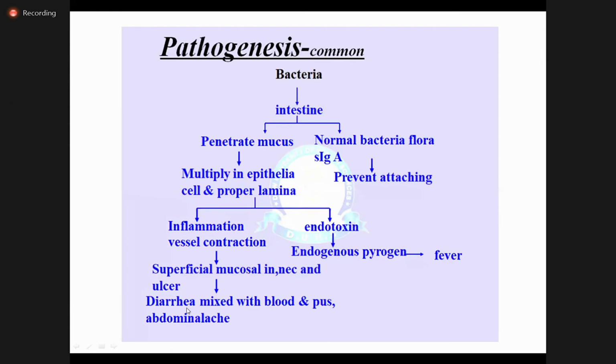So this sort of pathogenesis is more involved in bloody diarrhea, because when there is mucosal ulceration and necrosis, a sufficient amount of blood is released, and this blood gets mixed with the water present inside the lumen of the intestine, which is not getting reabsorbed. So ultimately it leads to bloody diarrhea.